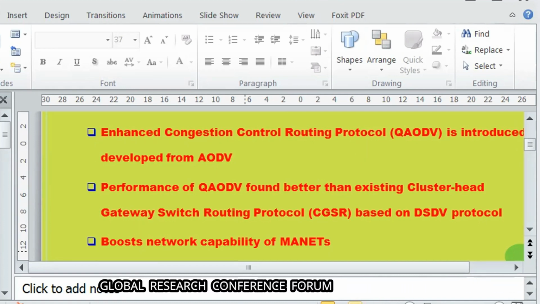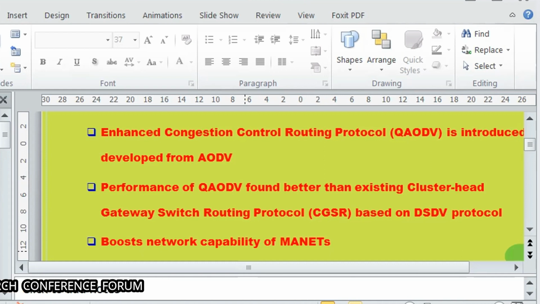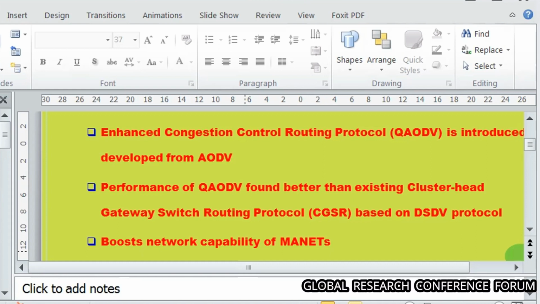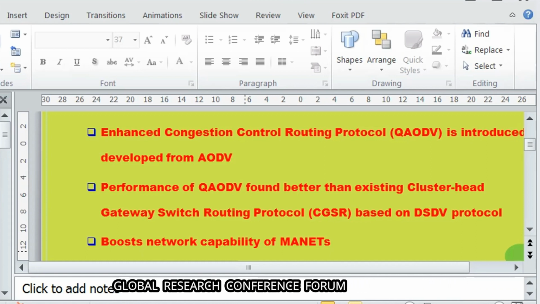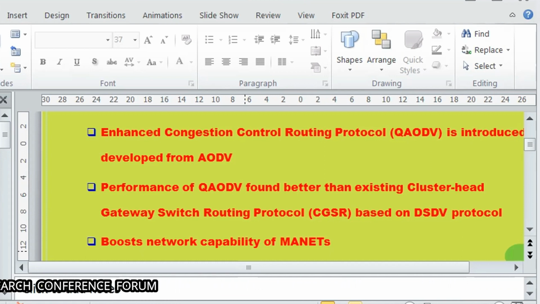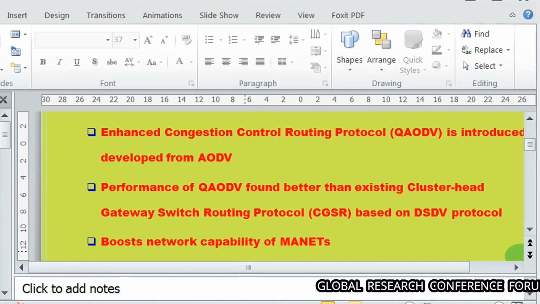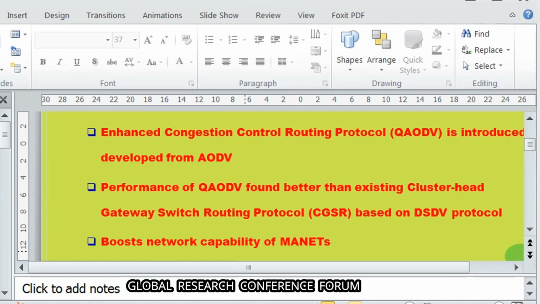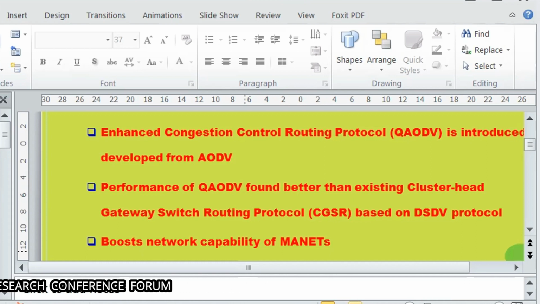Okay, so cluster-to-cluster data transmission: here you can see that there are clusters, and this is the cluster head selection algorithm. Based on that, we select the cluster for this particular operation.